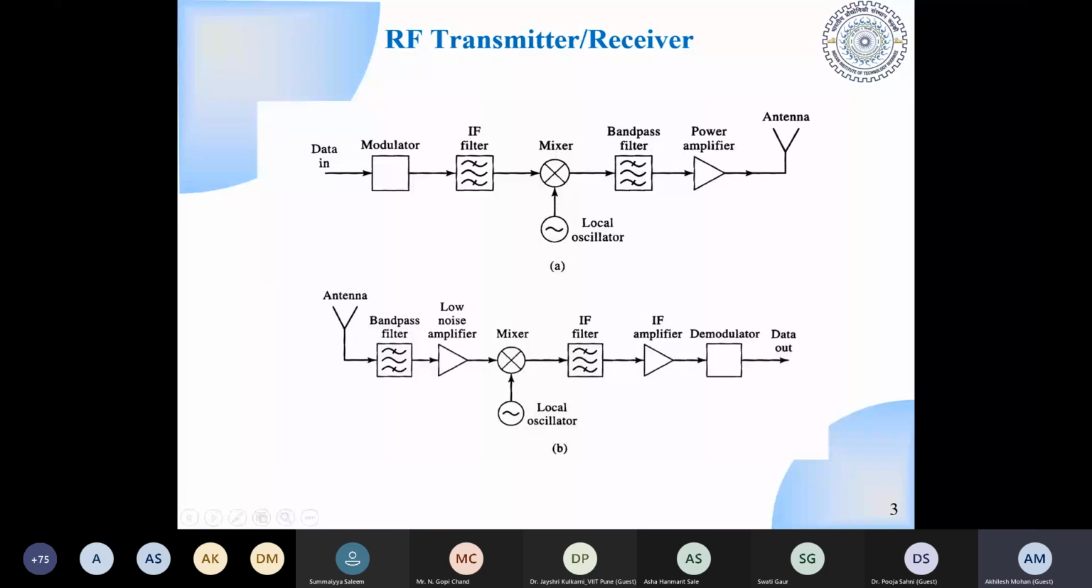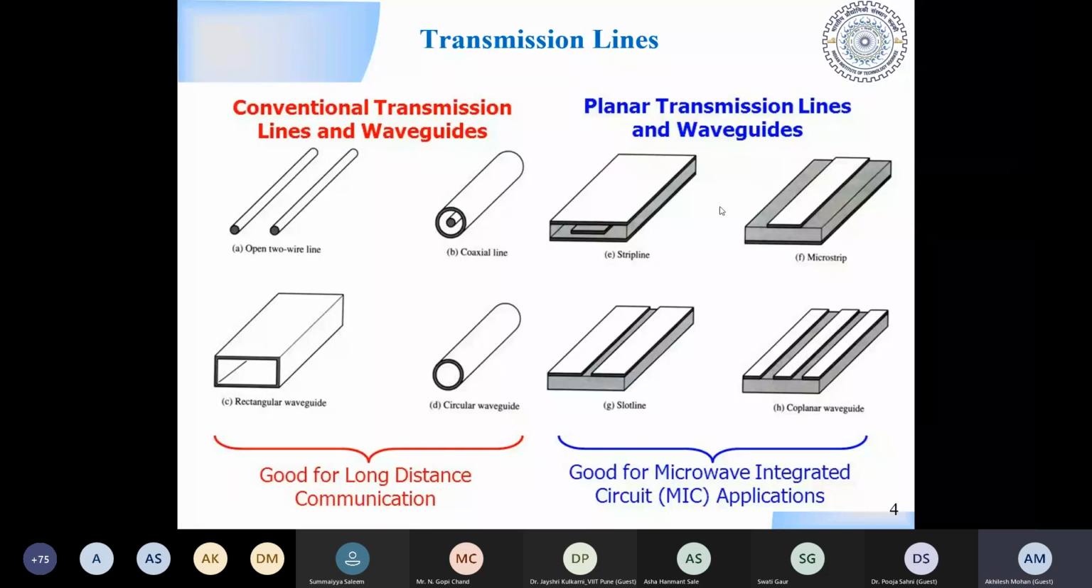As you know, we have shown you different types of components, that is active components and passive components. The basic building block of any component is a transmission line. Whether you design an amplifier, a filter, or an antenna, it's a transmission line. There are different types of transmission lines. The conventional 3D transmission lines are open two-wire line, coaxial line, rectangular waveguide, and circular waveguide. These conventional transmission lines are good for long distance communication.